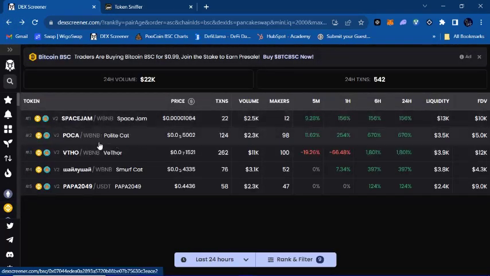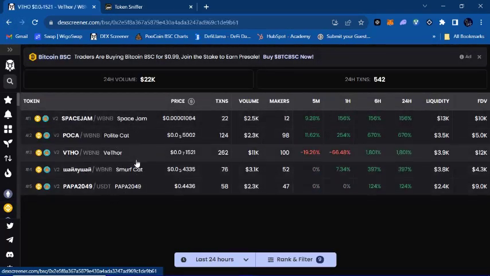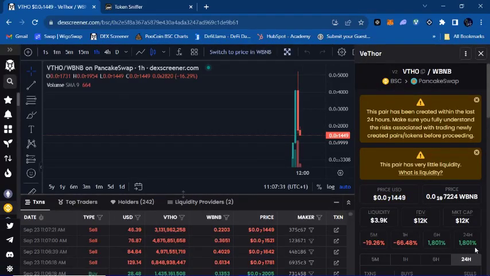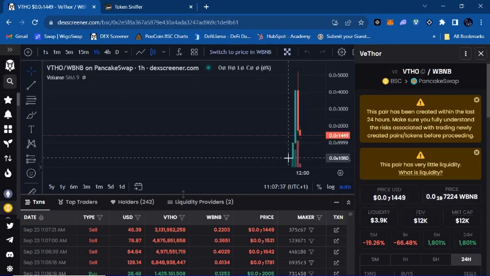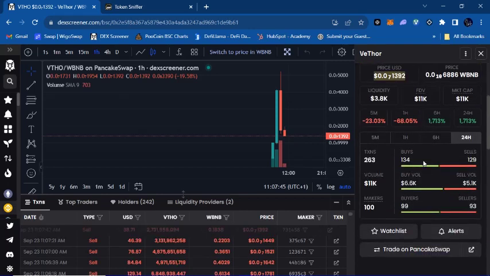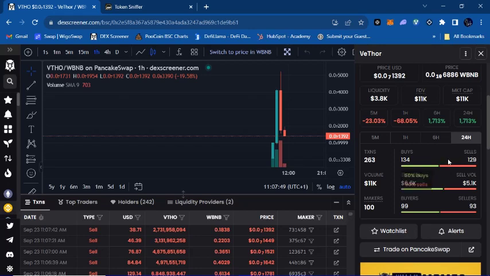There's a new one, Space Jam. Let's go to Vitor. Same with the others. You can see it has made over 1,800 in the last day, in the last 24 hours. But as you can see from the chart, it's already dropped over 60% from its all-time high. Now this is healthy. You can see the number of buys to the number of sells is very healthy. So as people are buying, people are also selling, which is very good.